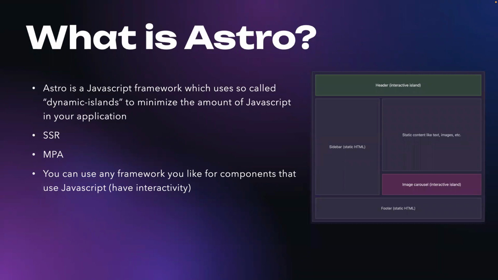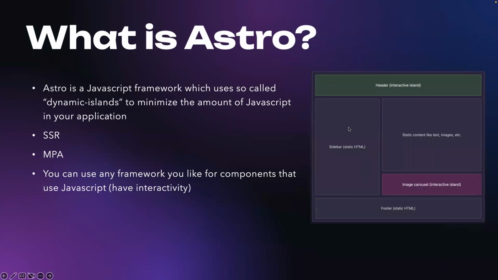The special thing about Astro is that it uses this thing called dynamic islands, which minimizes the amount of JavaScript in your application. And of course, server-side rendering, it's a multi-page application framework, and you can use any framework components that you like. So if you're a React person, you can use React components. If you're a Vue person, you can use Vue components.